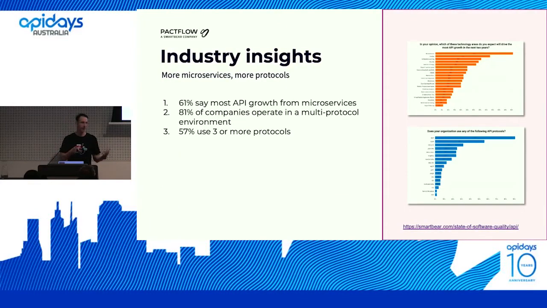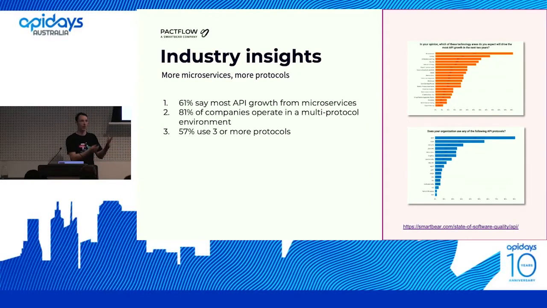And if this sounds anything like what you're experiencing day to day, then you're not alone. Research from SmartBear State of Quality as well as Postman's State of APIs backs this up. You'll see that a large proportion, about 60% of respondents, indicate that the growth of services and APIs in their organisation over the next few years is actually going to be internal microservices, not public APIs. And this is reflecting the benefits that internal microservices bring to an organisation, similar to what we did with public APIs over the last decade.